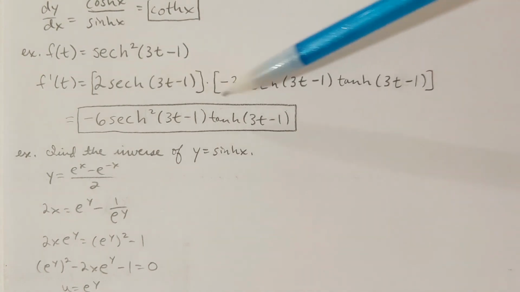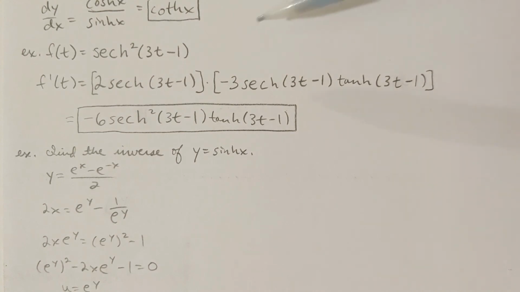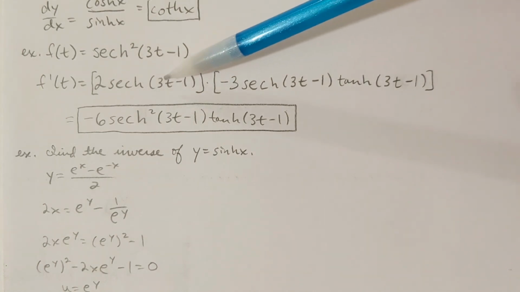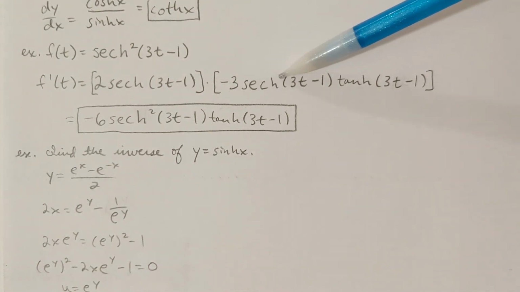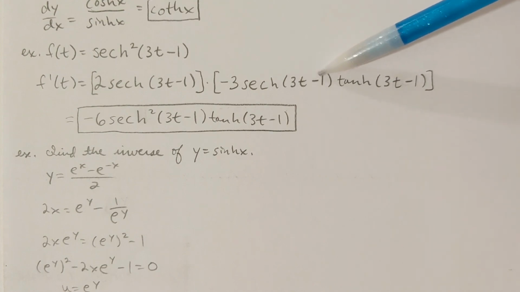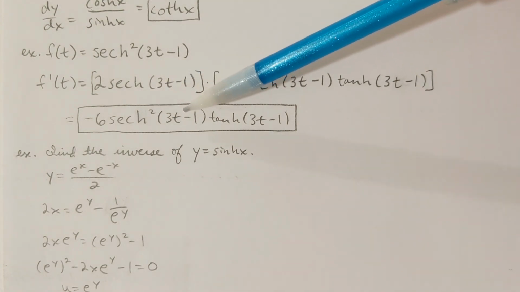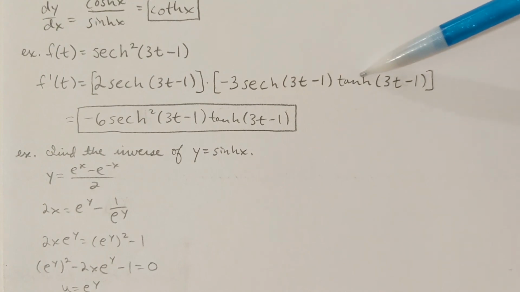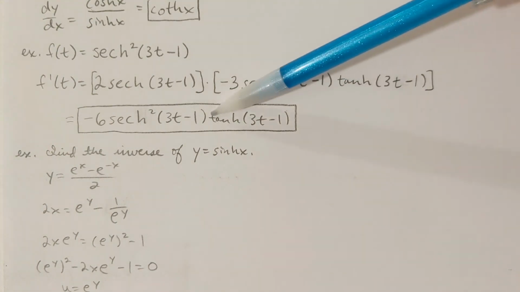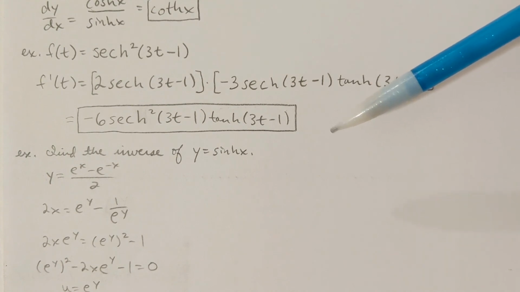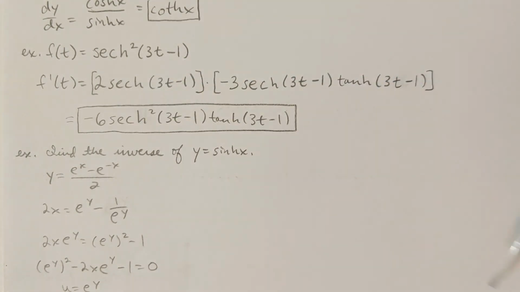Simplify this. 2 times negative 3 is negative 6. Hyperbolic secant of 3t minus 1 times hyperbolic secant of 3t minus 1, that'd be hyperbolic secant squared of 3t minus 1. And then we've got hyperbolic tangent of 3t minus 1 that we're multiplying there. Okay, and here's my answer then in simplified form.